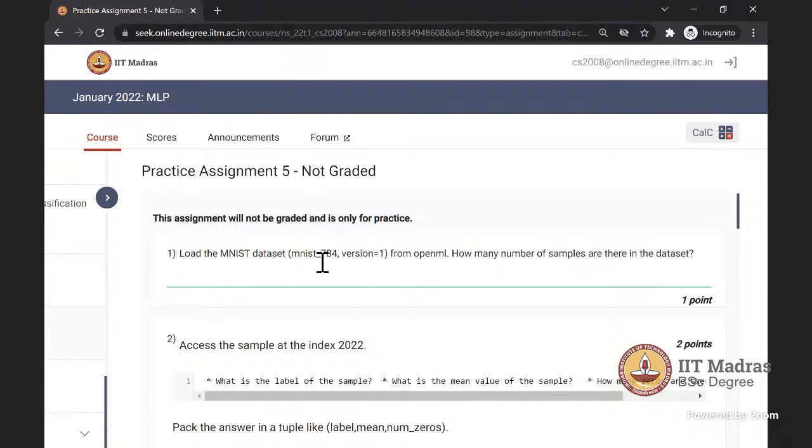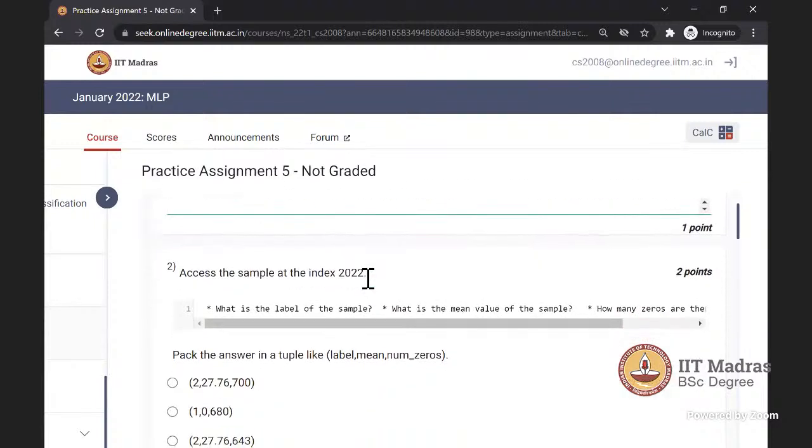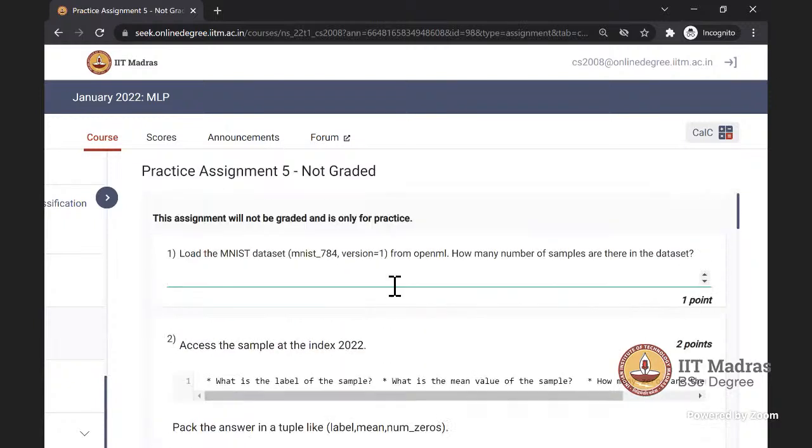So the load MNIST data set, and how many samples are there in the data set? I think we have answered this in one of the activity questions. 70,000. Yes. I wanted to ask about the first question. It says we have to fetch that MNIST 784 version 1. Why is this necessary? For the other data sets like California housing, we didn't need anything like this. So how is this data set different from those?